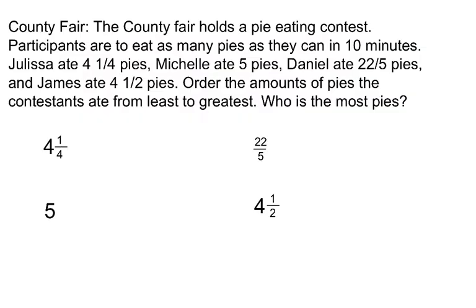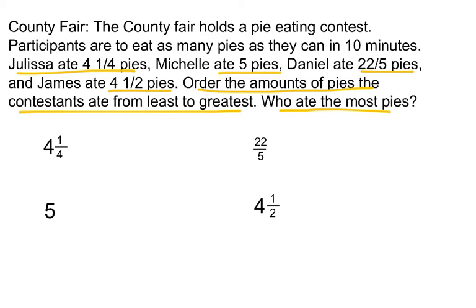Now let's look at an example of a word problem. County fair. The county fair holds a pie eating contest. Participants are to eat as many pies as they can in 10 minutes. Julissa ate 4 1/4 pies. Michelle ate 5 pies. Daniel ate 22/5 pies. And James ate 4 1/2 pies. Order the amounts of pies the contestants ate from least to greatest. Who ate the most pies, it should say.